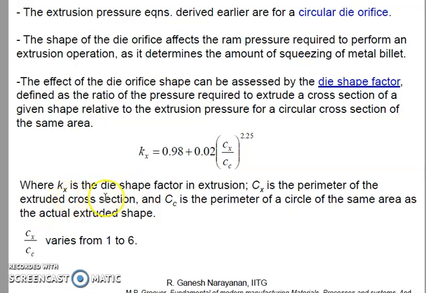Here Kx is the die shape factor in extrusion, Cx is the perimeter of the extruded cross section, and C is the perimeter of a circle of the same area as the actual extruded shape. The ratio Cx by C varies from 1 to 6.